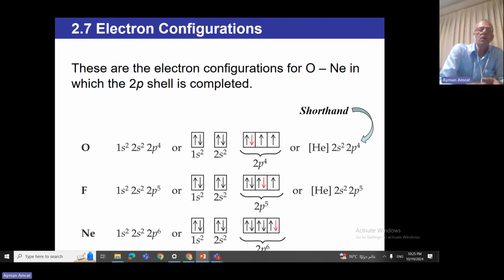Oxygen, oxygen, helium, start filling after 2 electrons. These are the electron configurations from oxygen to neon. Neon is a noble gas, filled with electrons. The first shell is filled with 2 electrons. The second shell is filled with 8 electrons. A noble gas is stable because the outermost shell, the second shell, is filled completely.